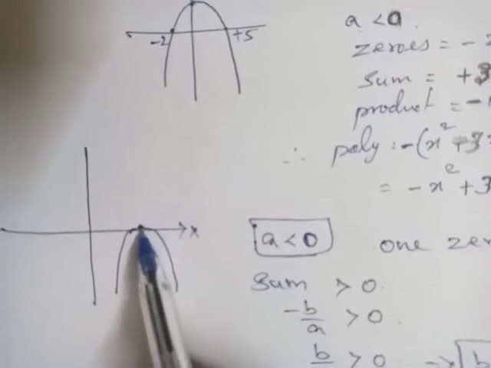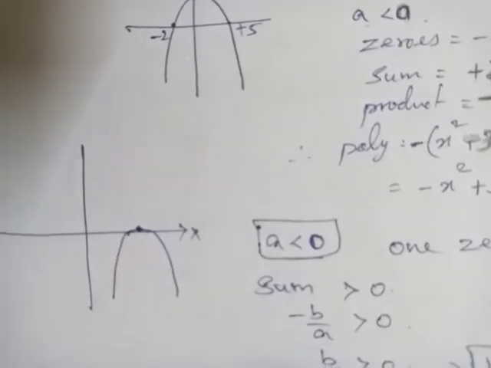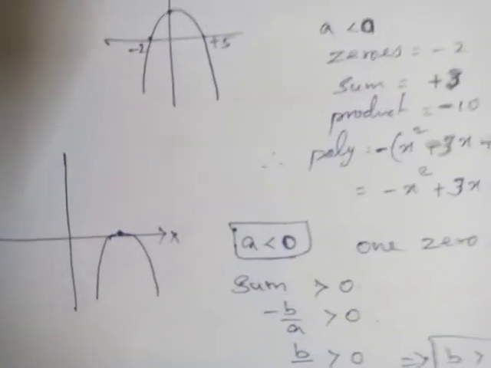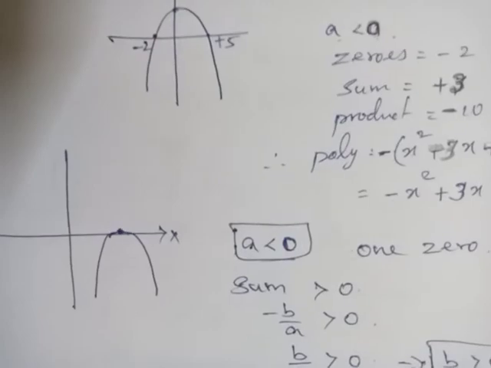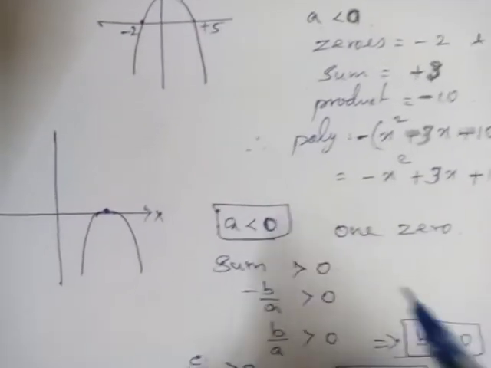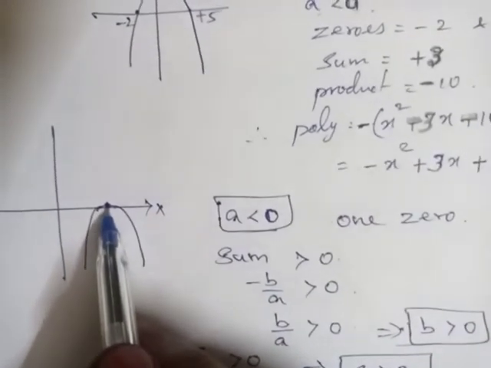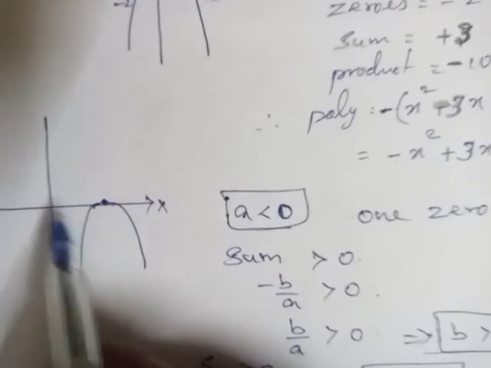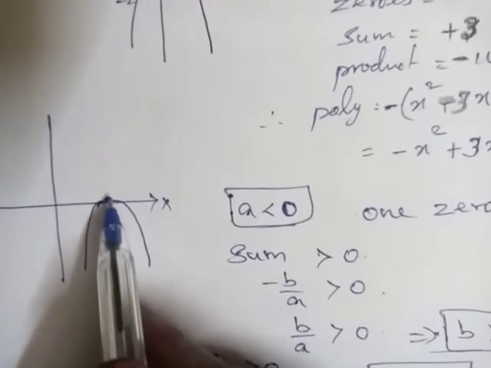Now, what do you think about the sum of the zeros? A value we know is less than 0. Then what do you think about B value and C value? See here, actually this is a positive number, right? So the zero is maybe plus 2 or plus 3, whatever it is. If you add these two zeros, what will you get?